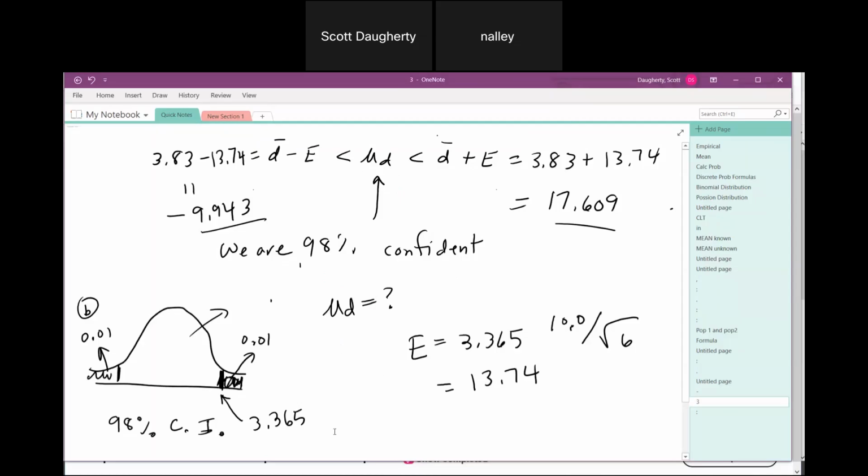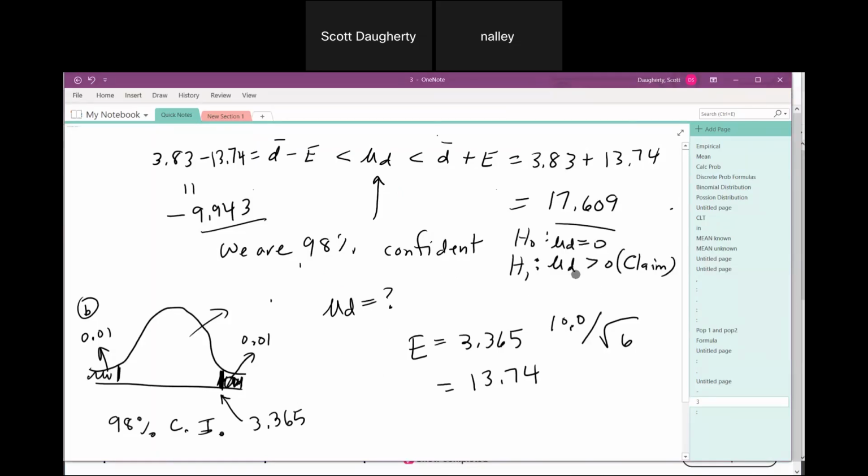And so now we're going to test your hypothesis based upon that confidence interval. Your hypothesis was that mu sub D was greater than 0, right? That was your claim, which happened to be the alternative.